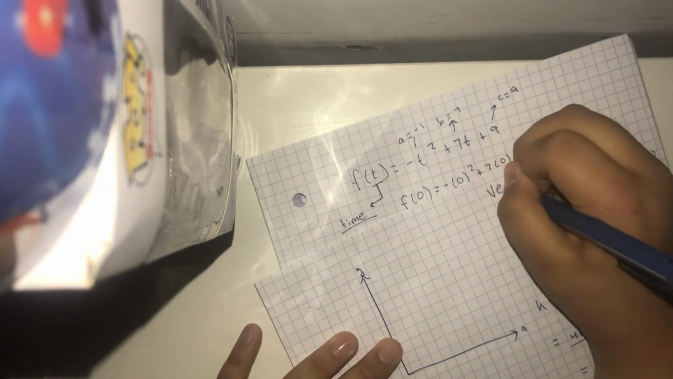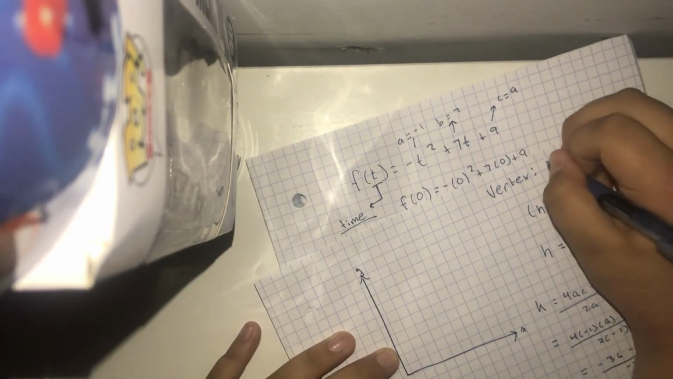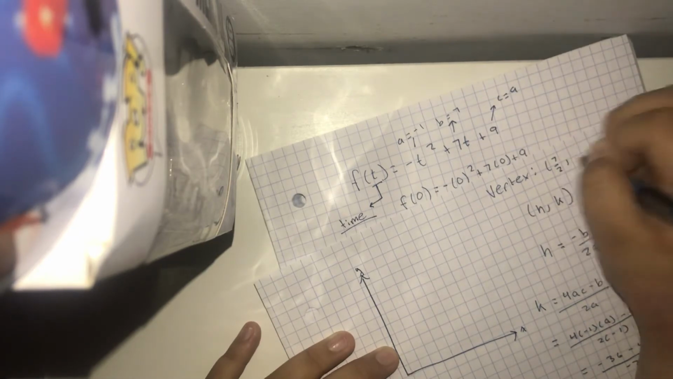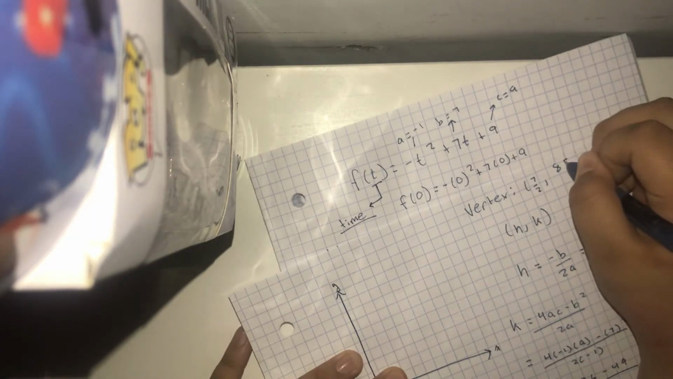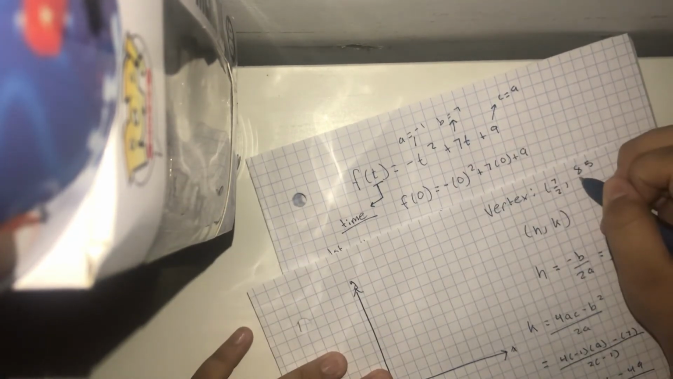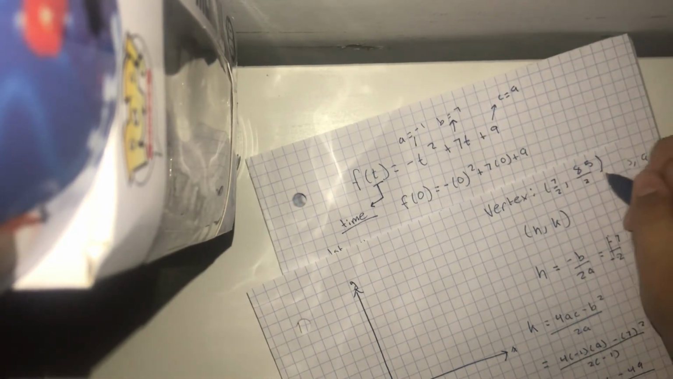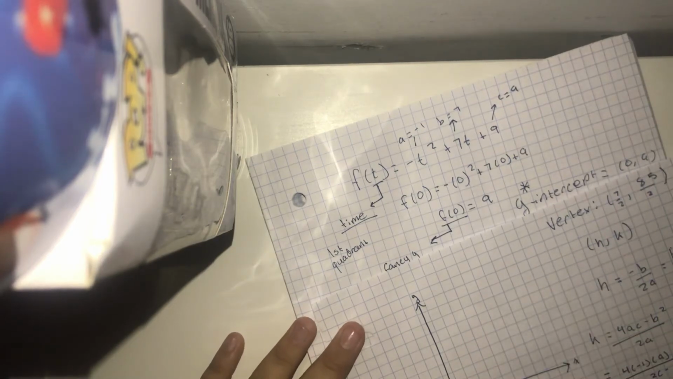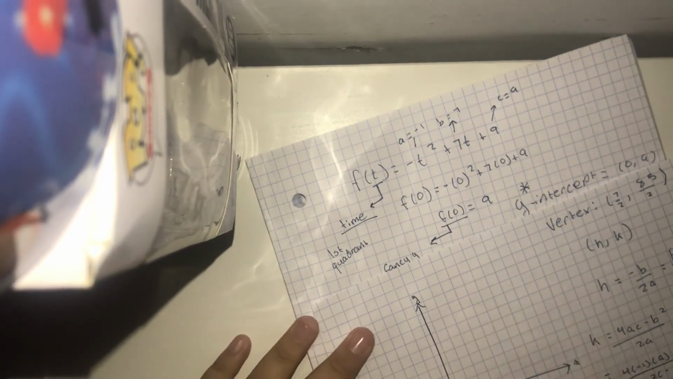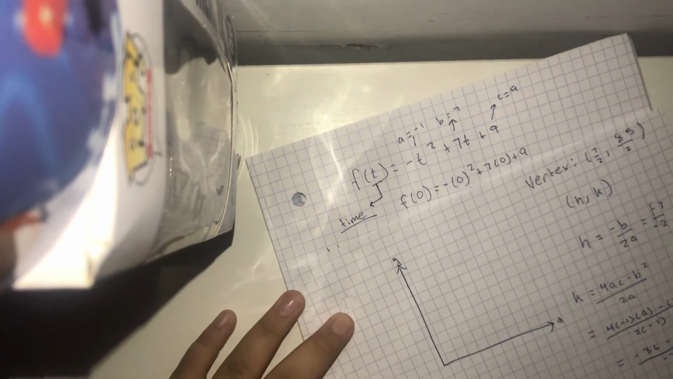So the vertex is h 7 over 2, which is 3.5, and then 85 over 2, which is 42.5. So now you have to graph it. So you put the y-intercept. I'm going to put it a little bit low because you have to reach higher up for the vertex, excuse me.